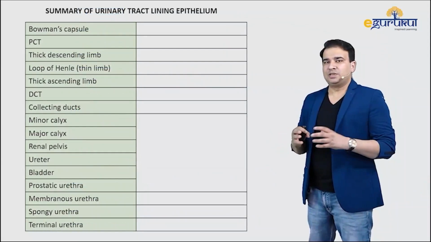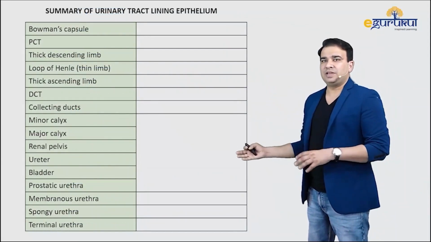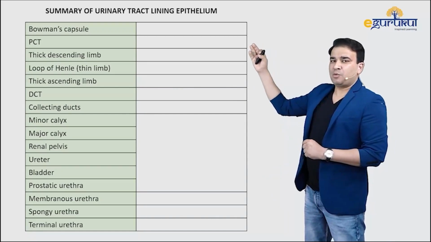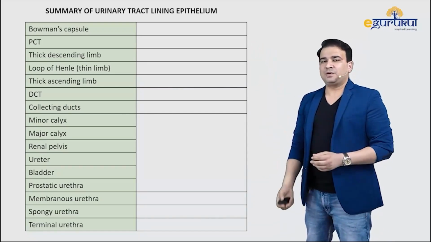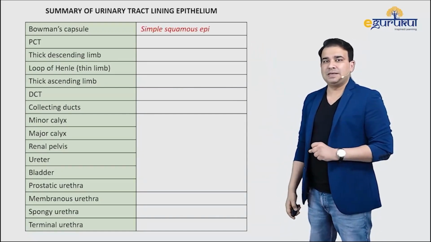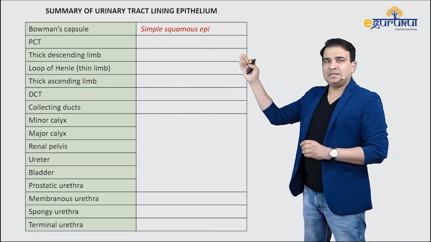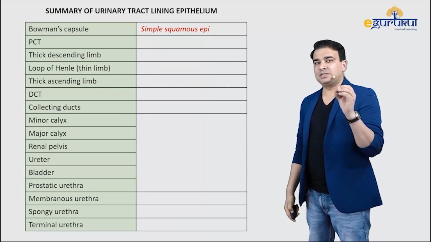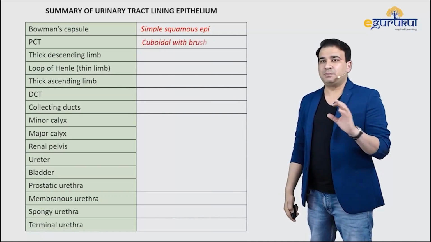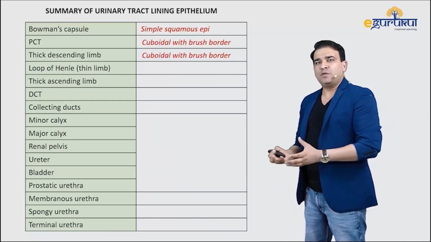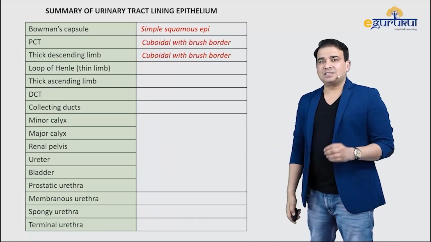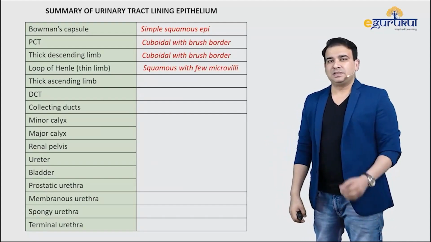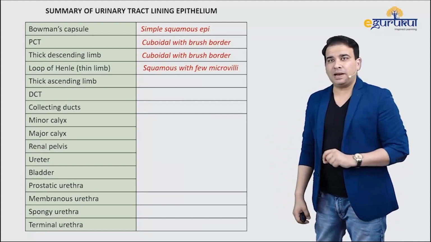And finally, let's conclude this part by looking at the summary of the lining epithelium of the urinary tract as well. Starting again with the Bowman's capsule, we said the parietal layer has simple squamous epithelium. Then we have the PCT and the thick descending limb, which have simple cuboidal epithelium with a brush border. The thin part of the loop of Henle has simple squamous epithelium, which we said we need to differentiate from the venule, the simple squamous epithelium with the microvilli.